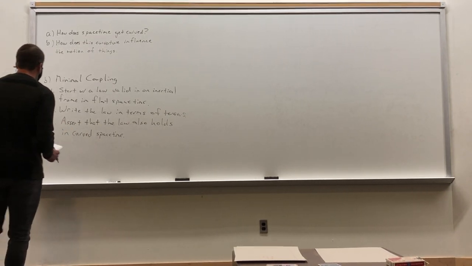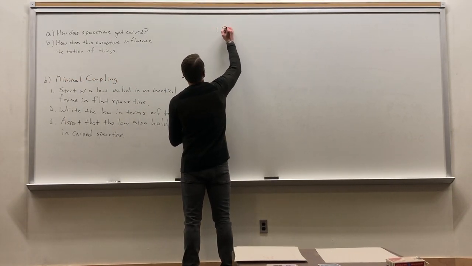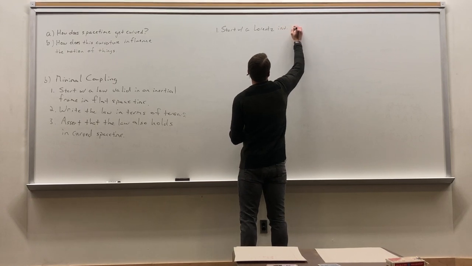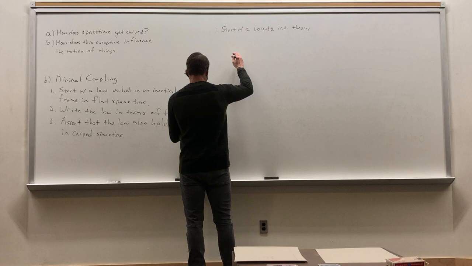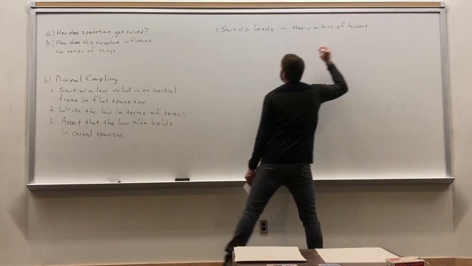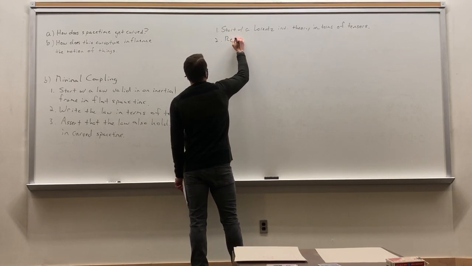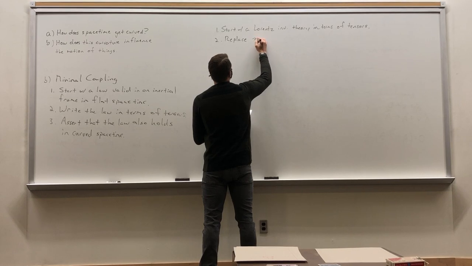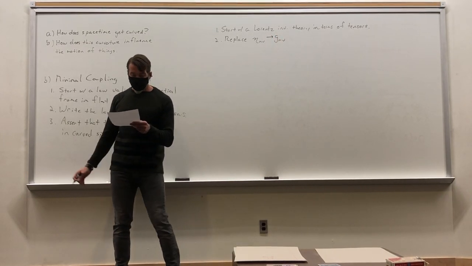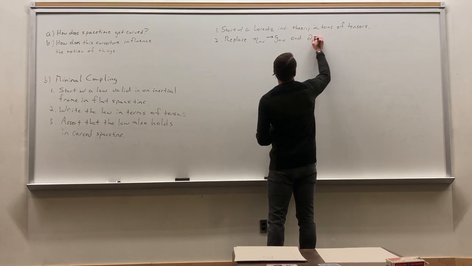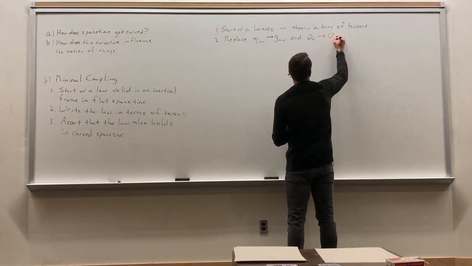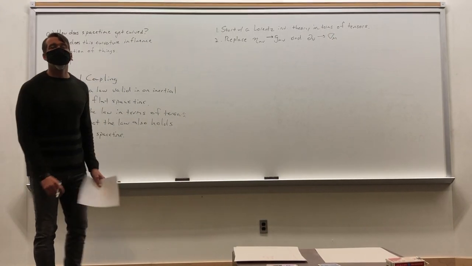Okay? So in practice, what we're going to do is say, one, start with a Lorentz invariant theory in terms of tensors, and then two, we replace the metric that is relevant for special relativity with the metric of a curved space, and we replace the simple partial derivative, which is the derivative we would use in special relativity and Cartesian coordinates, with the covariant derivative everywhere. Okay?